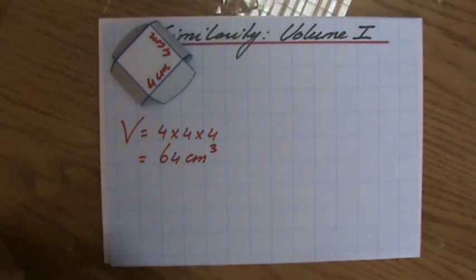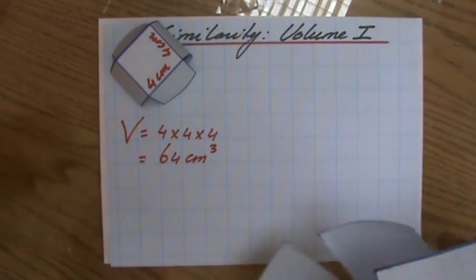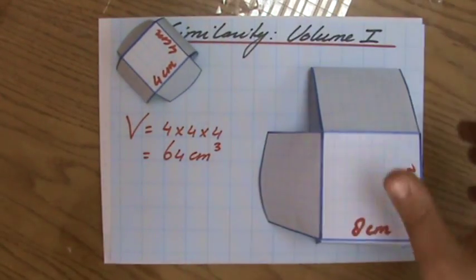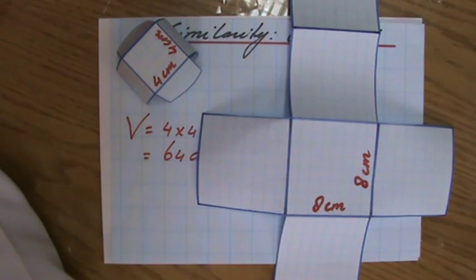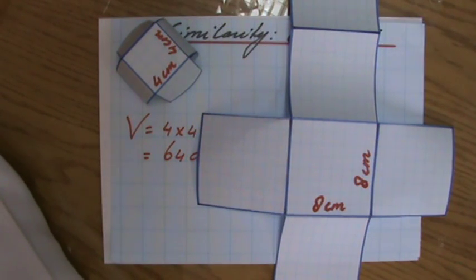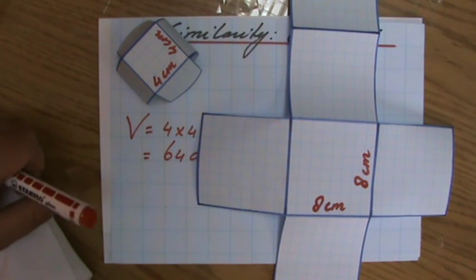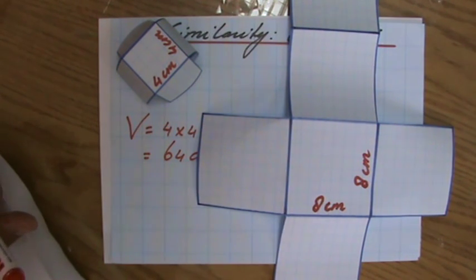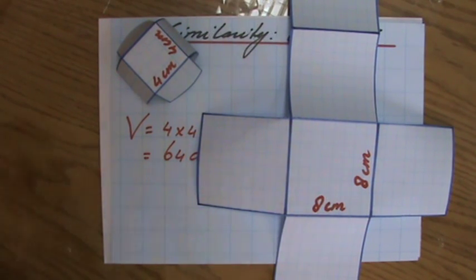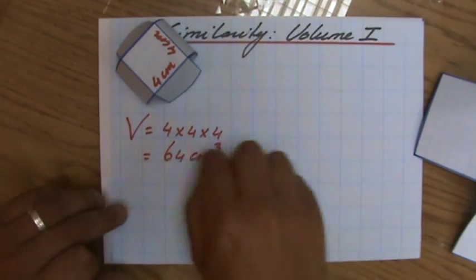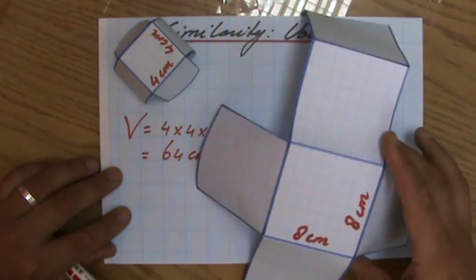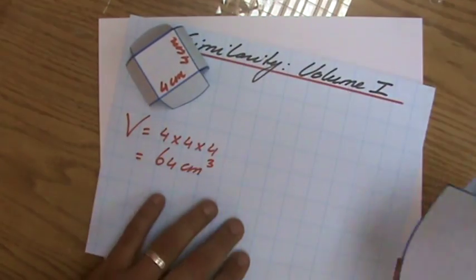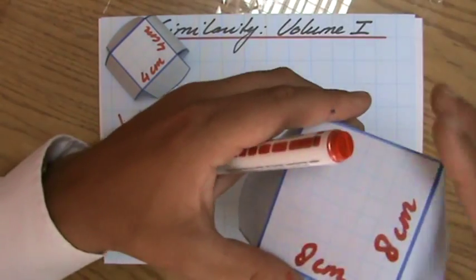Now I have here another cube net, which is twice as big, because the length of each side is twice as large, it's 8 centimeters. And then the question is, is the volume also going to be twice as big? So if I know the volume of the smaller cube, can I just simply multiply this by 2 to find the volume of the larger cube? Now let's find out, because 64 times 2 would be 128.